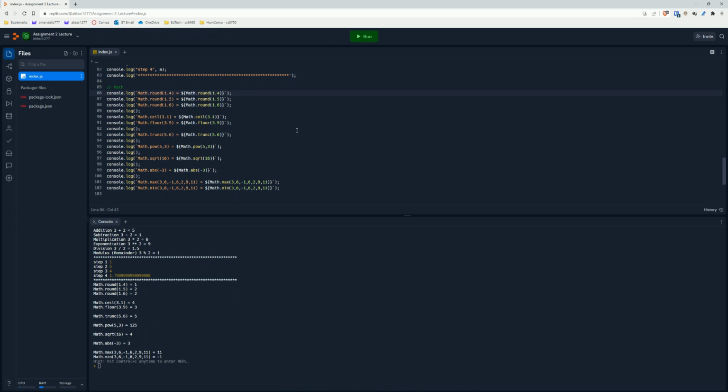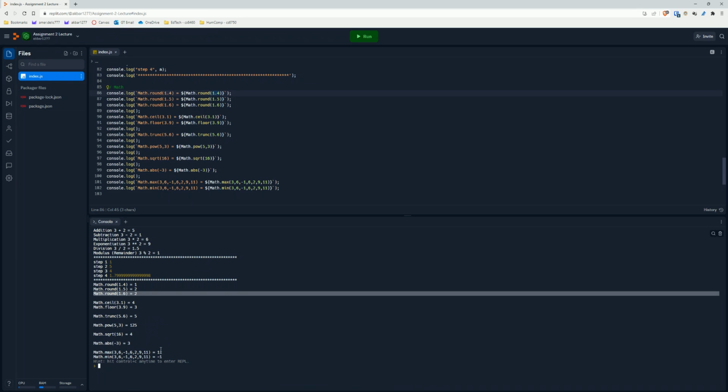So the first one is the round operator, or not operator, sorry, the round function. The round function just takes a decimal number and rounds it to the nearest whole value. So for example, as you can see in the console down here, when we round 1.4, it's going to round it down to 1. 1.5, I actually wasn't sure what this was going to do either. I didn't know if it was going to be a 1 or a 2, but it looks like they round up when you get to 5. So it is a 2. And then 1.6 is also a 2 because it rounds up.